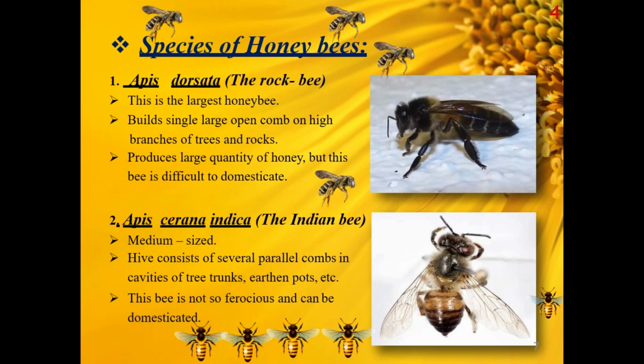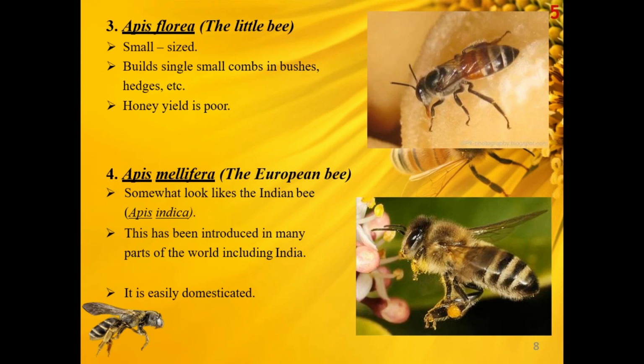That's the second, the Indian bee. The second bee name is the Indian bee, and they are medium size. Then Apis florea, which is a little bee. It is so small, the size is small. And another one, Apis mellifera.